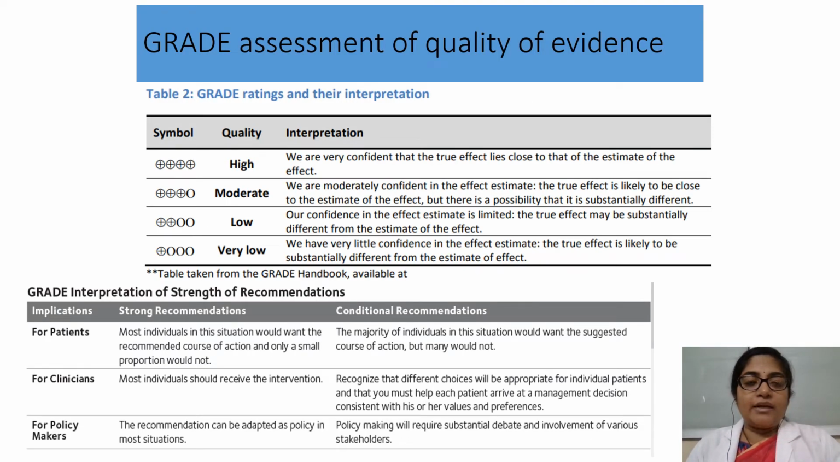Once we extract the relevant data, we have to assess the quality of evidence depending on the GRADE rating. If the GRADE rating is high, then we are very confident that the true effect lies close to that of the estimate of the effect. If it is moderate, we are moderately confident. If it is low, then our confidence in the effect estimate is limited, and if it is very low, then we have little confidence in the effect estimate. So the true effect is likely to be substantially different from the estimated effect. So this is the GRADE interpretation of the strength of recommendations.